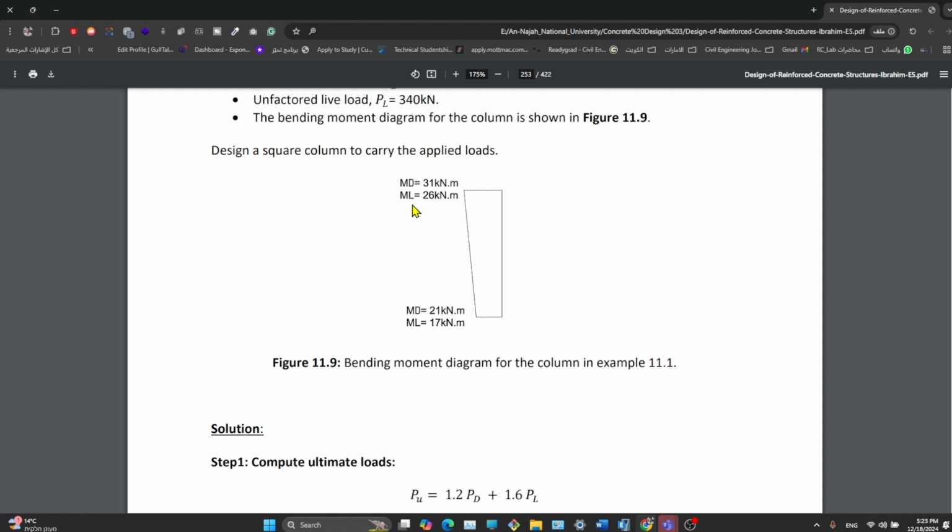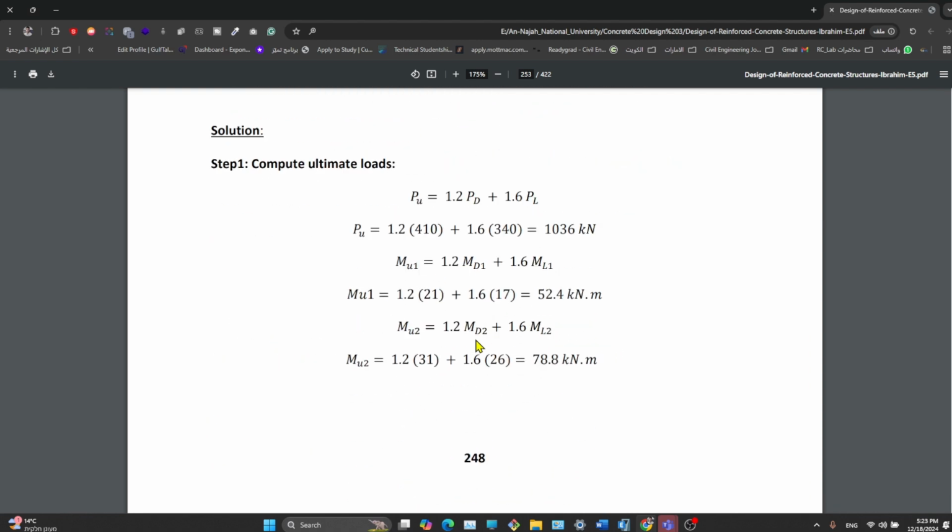As we discussed, in the formula for designing for buckling, we have the M1 over M2 ratio, where M2 is larger. Is that right? Yes, yes. Perfect. So we see that M ultimate 2 is 78, while M ultimate 1 is 52. So this is the larger moment that we need to consider in the buckling failure mode.